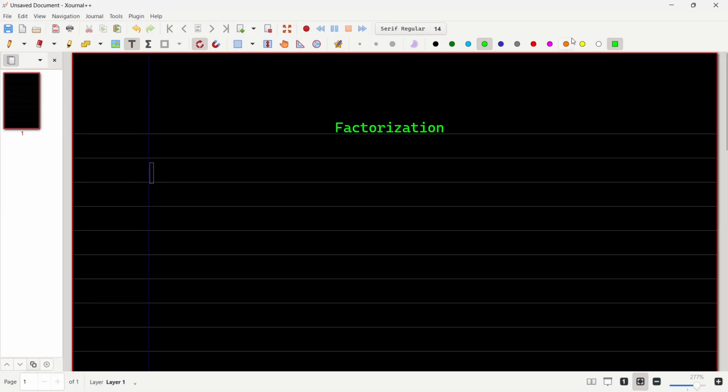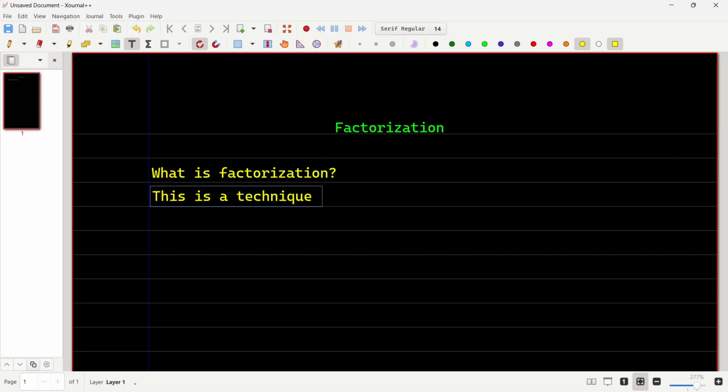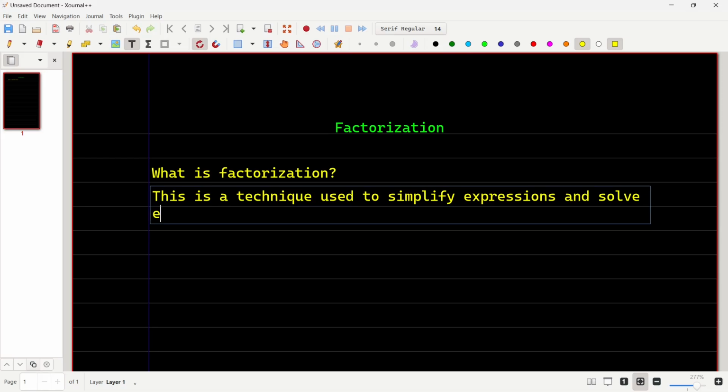So put this here. What is factorization? Factorization is just simply a technique that we're going to use to simplify expressions and to solve equations. So let me just write that note. This is a technique used to simplify expressions and solve equations.